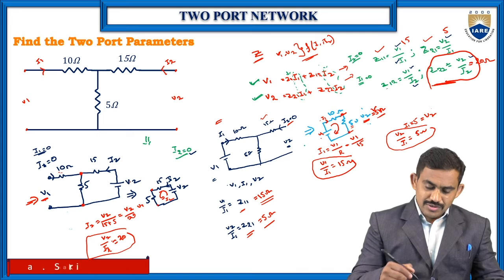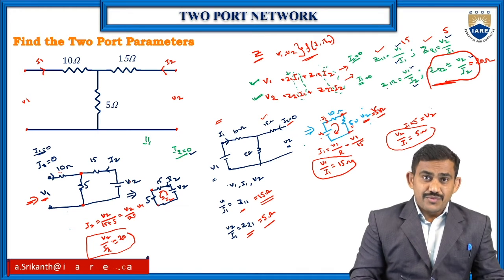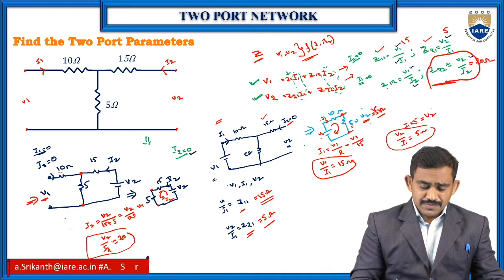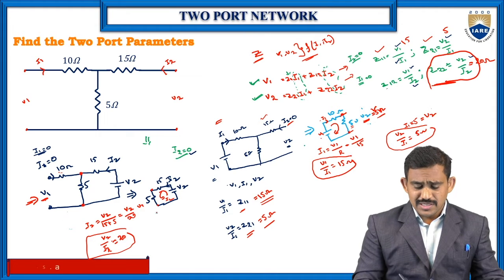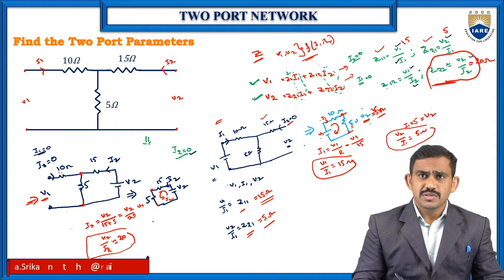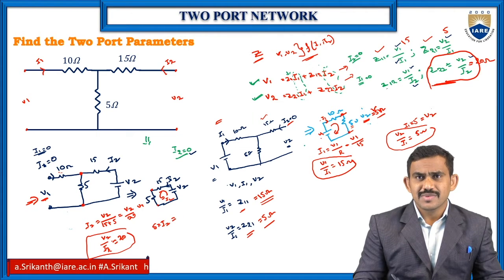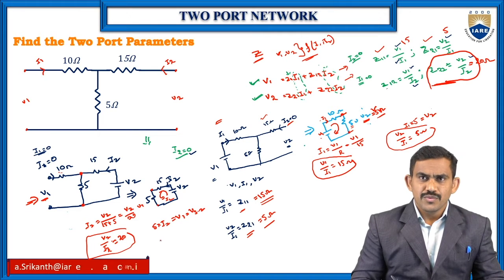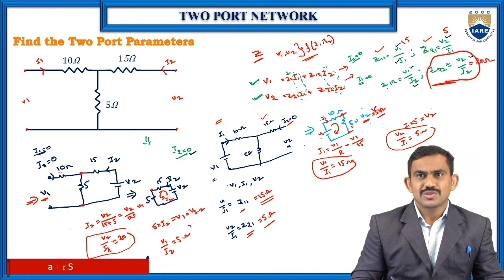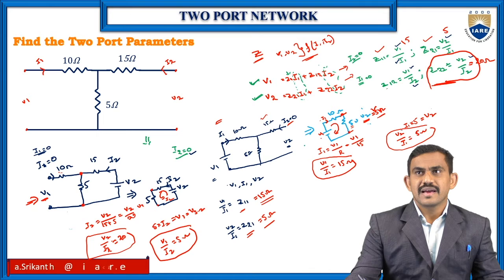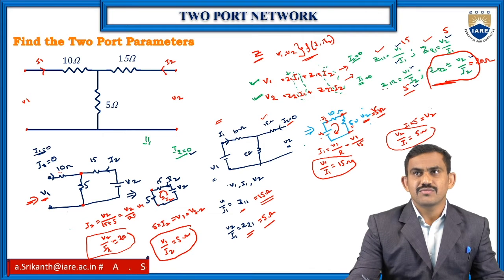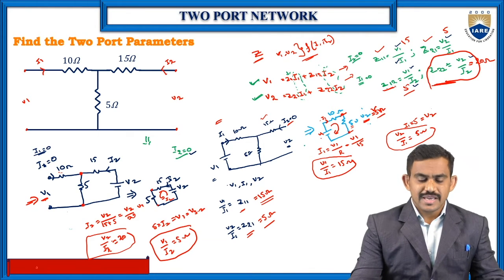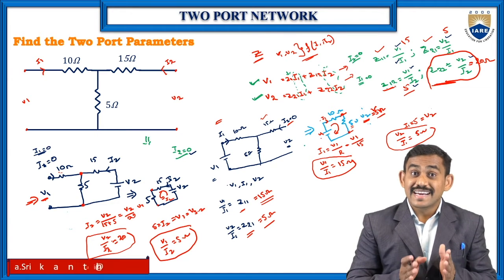Clear? Now coming to the V1 voltage, across the 5 ohms. So 5 into I2 is nothing but your V1 value, the voltage across the 5 ohms. Now V1 by I2 is your 5 ohms, the Z12 value. Okay guys, so this is when we know the conditions.